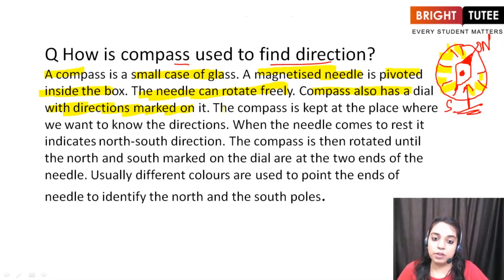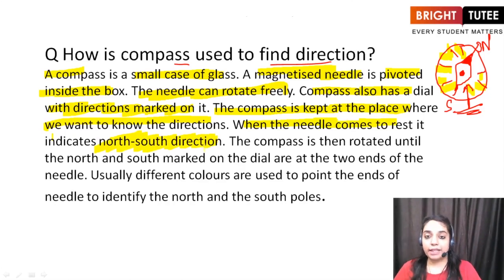And what are degrees? Degrees are there to mark the exact location of any place. And children, the compass is kept at a place where we want to know the directions. When the needle comes to rest, it always indicates the north-south direction. Why? Because we know that a magnet, when suspended freely, will always point in the north-south direction, right?